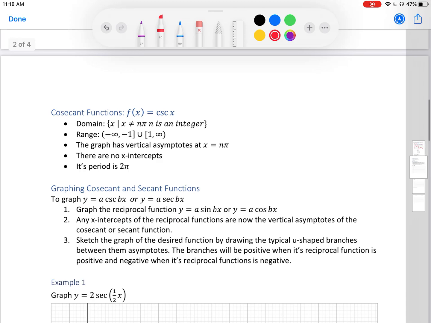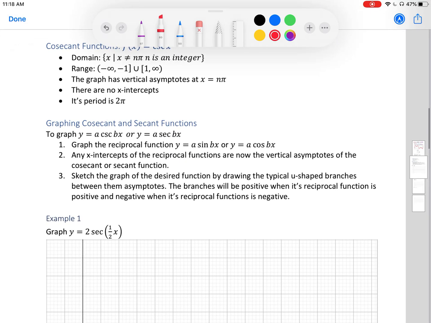Now, how do we graph it? Your steps are quite fun because you've already done it all. First, you want to graph the reciprocal function. So you want to graph either sine or cosine. So it's important to know which is the reciprocal of which.